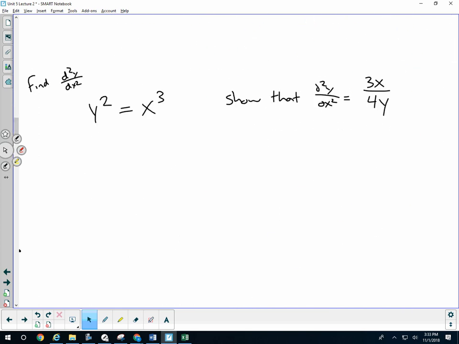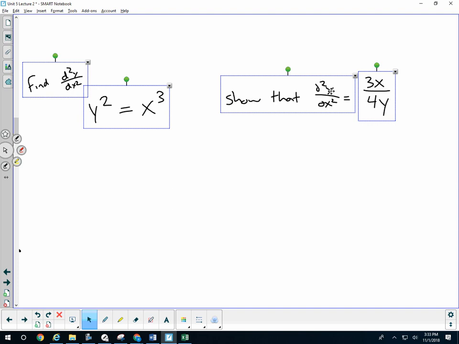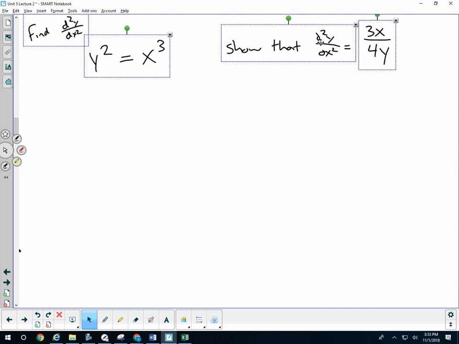Why don't you guys find the second derivative for this equation? Either way works if you would like to do it, either taking the derivative 2 times in a row or taking the derivative, solving, and then taking the derivative again. And I want you to attempt to show that the second derivative equals 3x over 4y.